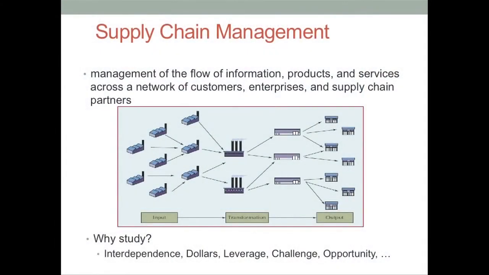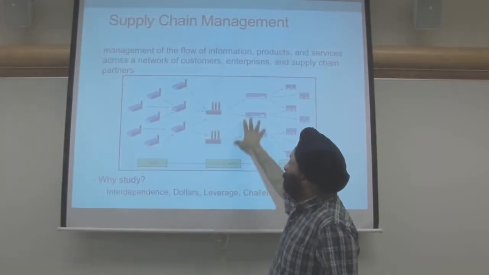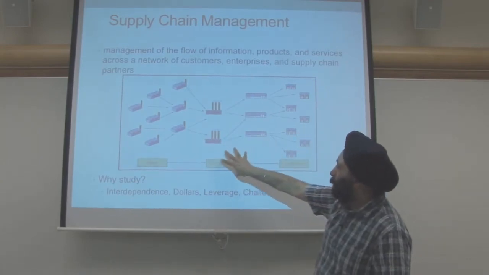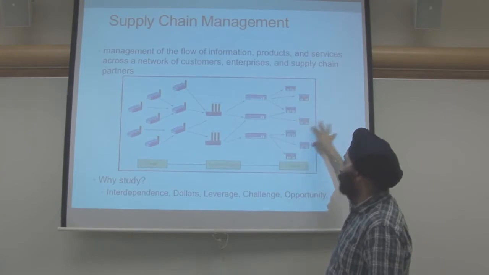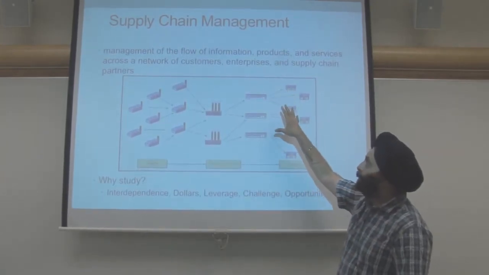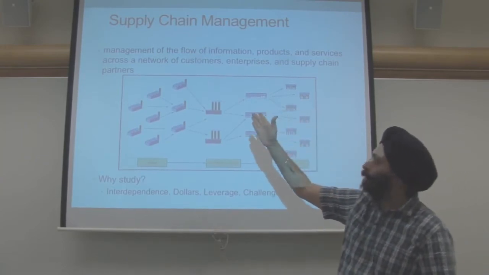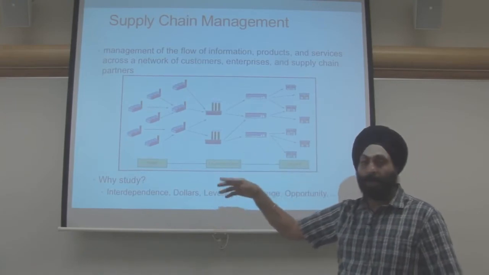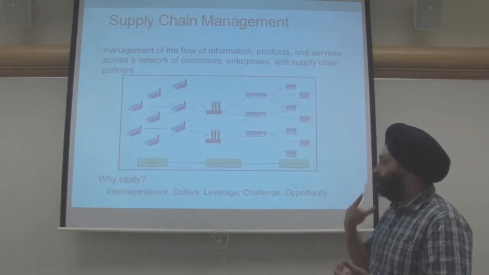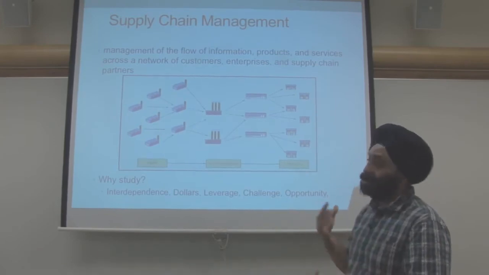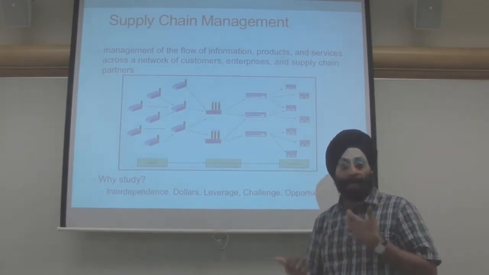Supply chain management takes the various inputs, whether they are coming from the supplier, being transformed at the manufacturing site, and distributed through wholesalers and out to retailers to the end consumer. So it's the management of the flow of information, products, and services across a network of customers, enterprises, and supply chain partners. So you are actually looking at a flow of information, products, services, including money as well.